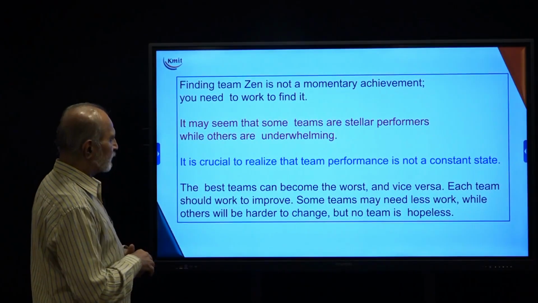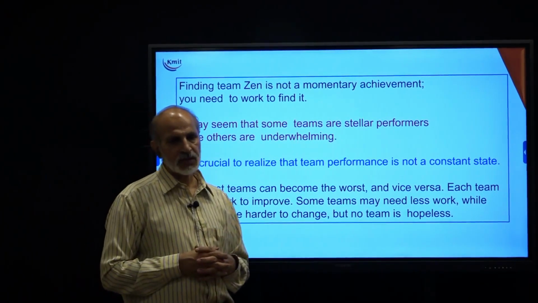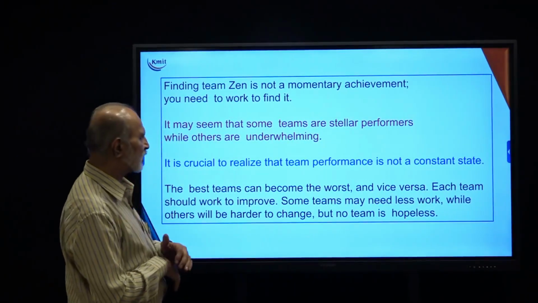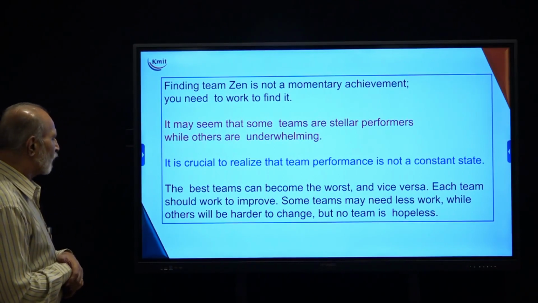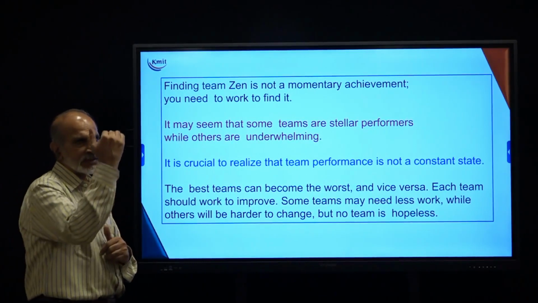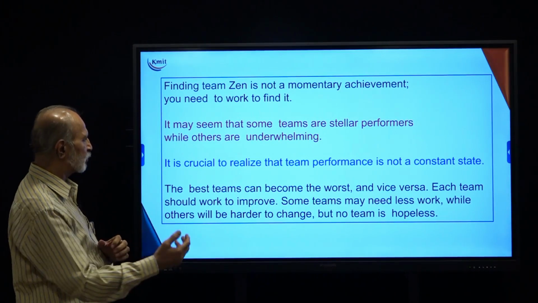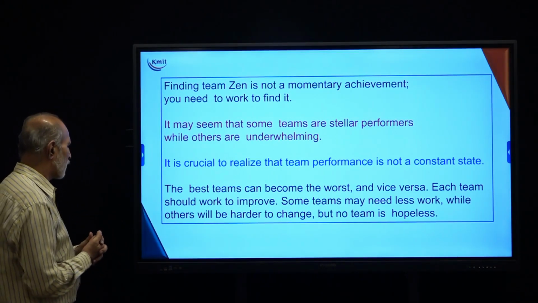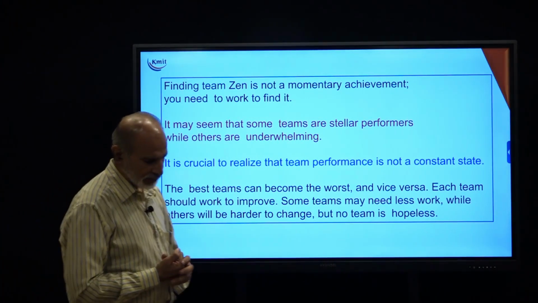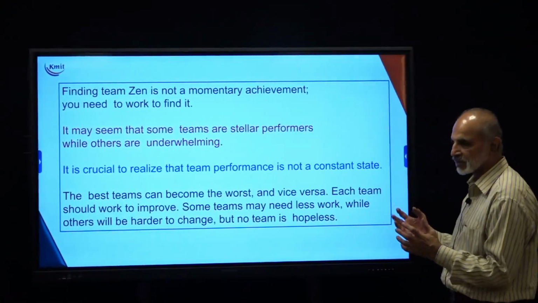It may seem that some teams are stellar performers. You may find that some of the people in the team are performing at a very high level. That is why we use the word stellar performance, while others are undervalued. There is a lot of difference between person A and person B, or people who have different capabilities and people who are lacking the capabilities. So it is crucial to realize that team performance is not a constant state. Sometimes your team may perform very well, sometimes it may perform mediocre, and sometimes it may not even perform.